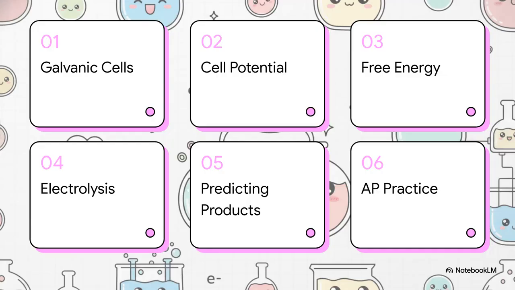Well, here is our roadmap for today. We'll be looking at galvanic cells, calculating cell potential, free energy, electrolysis, predicting products, and wrapping up with some AP practice calculations. Let's just dive right into step 1.